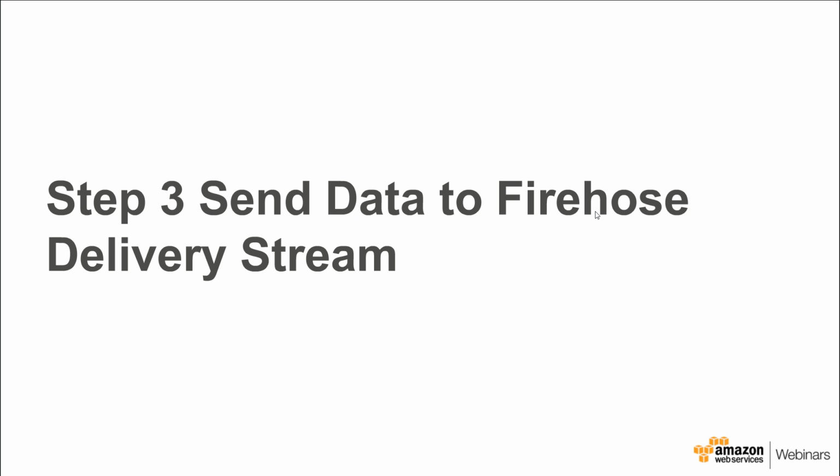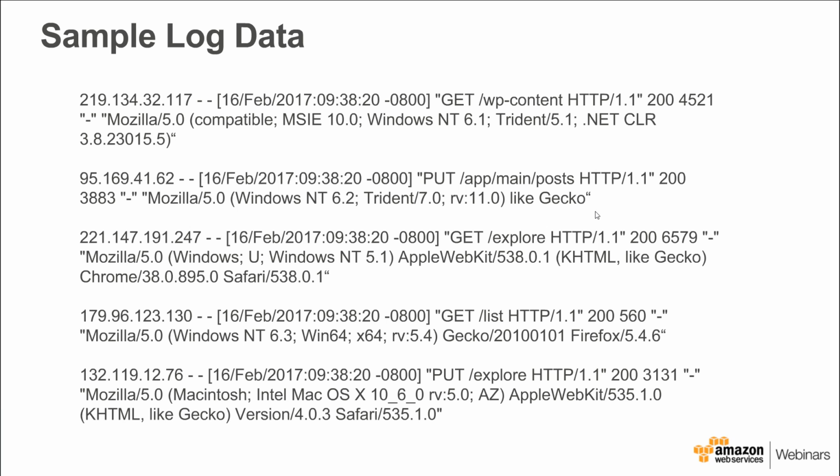We also offer a Kinesis agent, which is a Java application that you can install on your Linux or Unix-based servers. What it does is it'll continuously monitor the local log files. And as new data gets written into the file, the agent will pick up that new record and forward that into the Firehose service. Now, in this webinar, this is a sample log data.